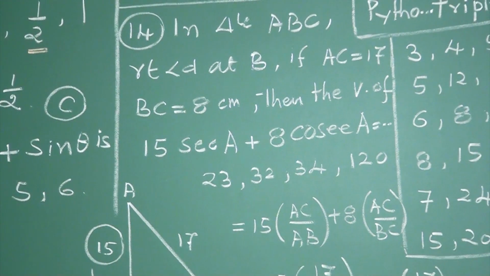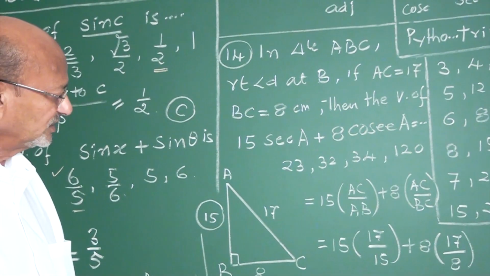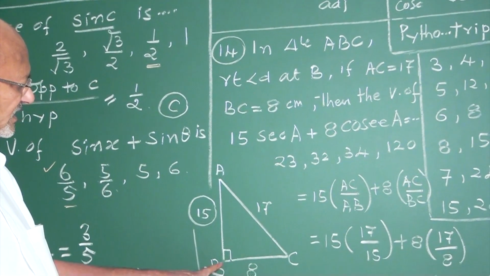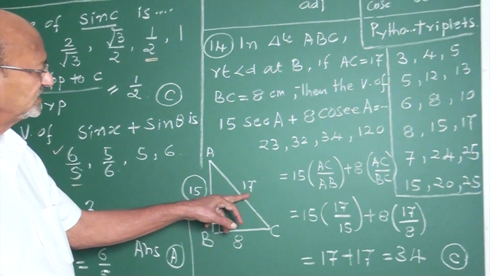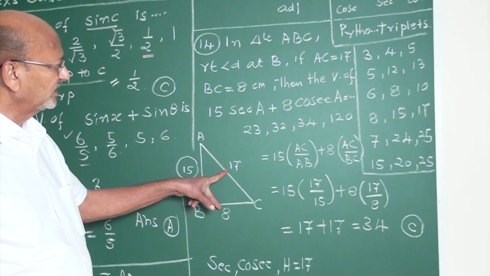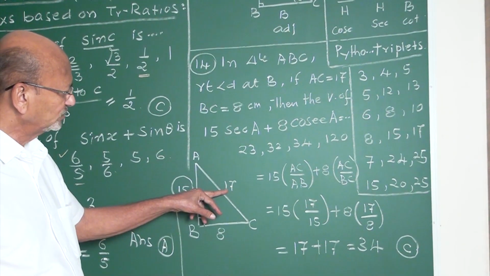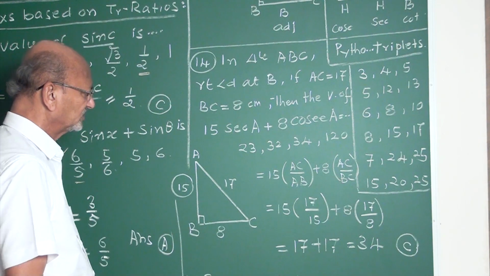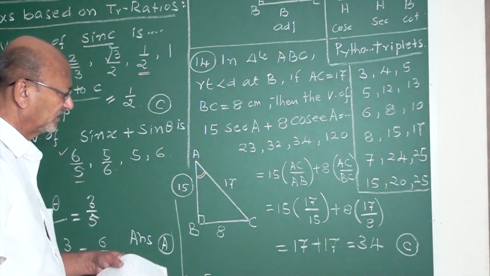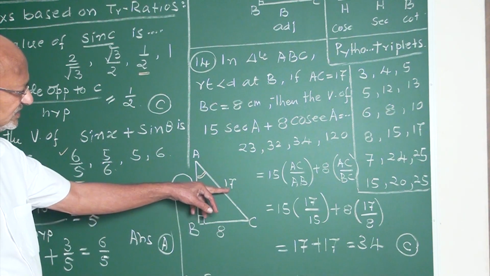Last 2-3 examples, my friends, I have taken a little bit lengthy, but they are not lengthy. I will show it. In the triangle ABC, right angle at B, AC is 17, then BC is 8. Then you wanted the value of sec and cosec. What is sec? Hypotenuse upon adjacent side, connected with angle A, mark it. This is the opposite side, this is the adjacent side, this is the hypotenuse.